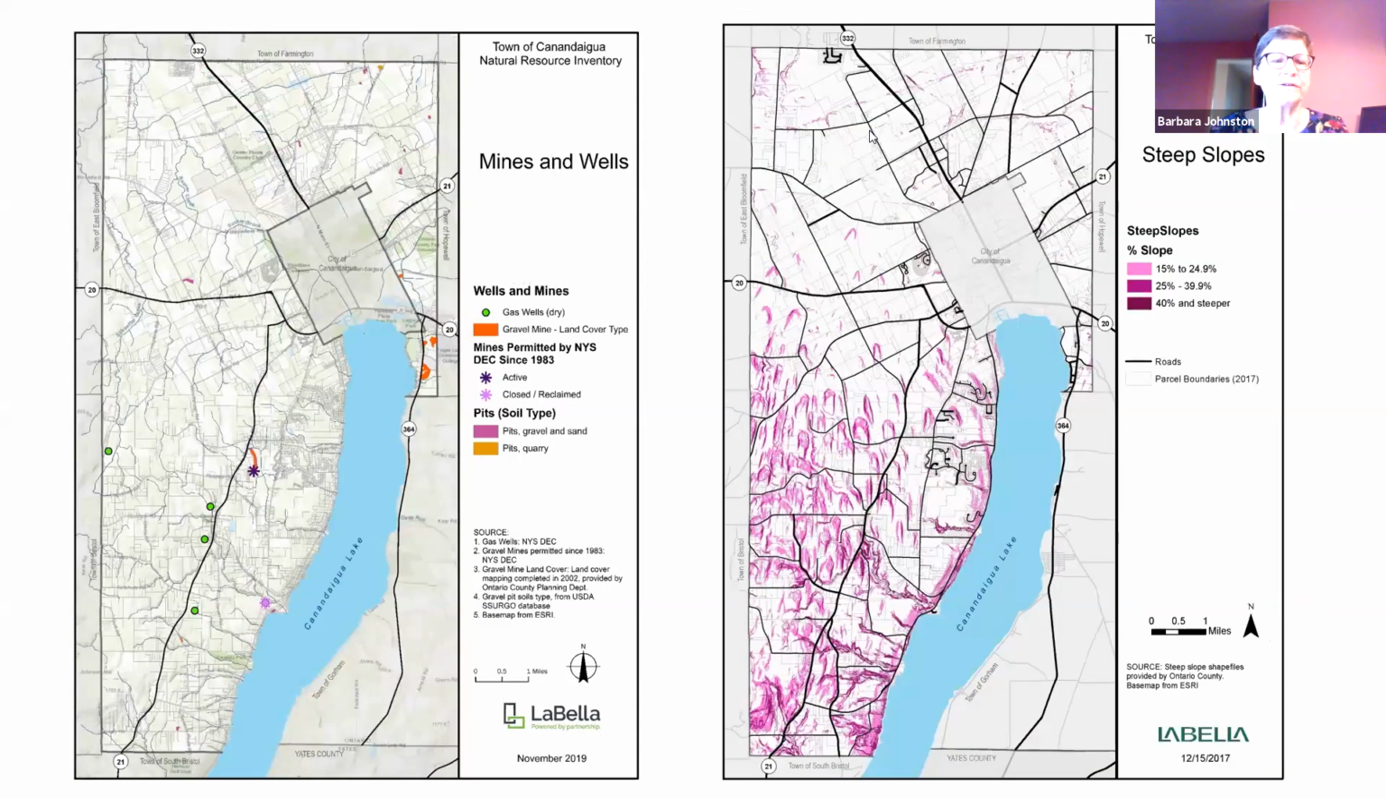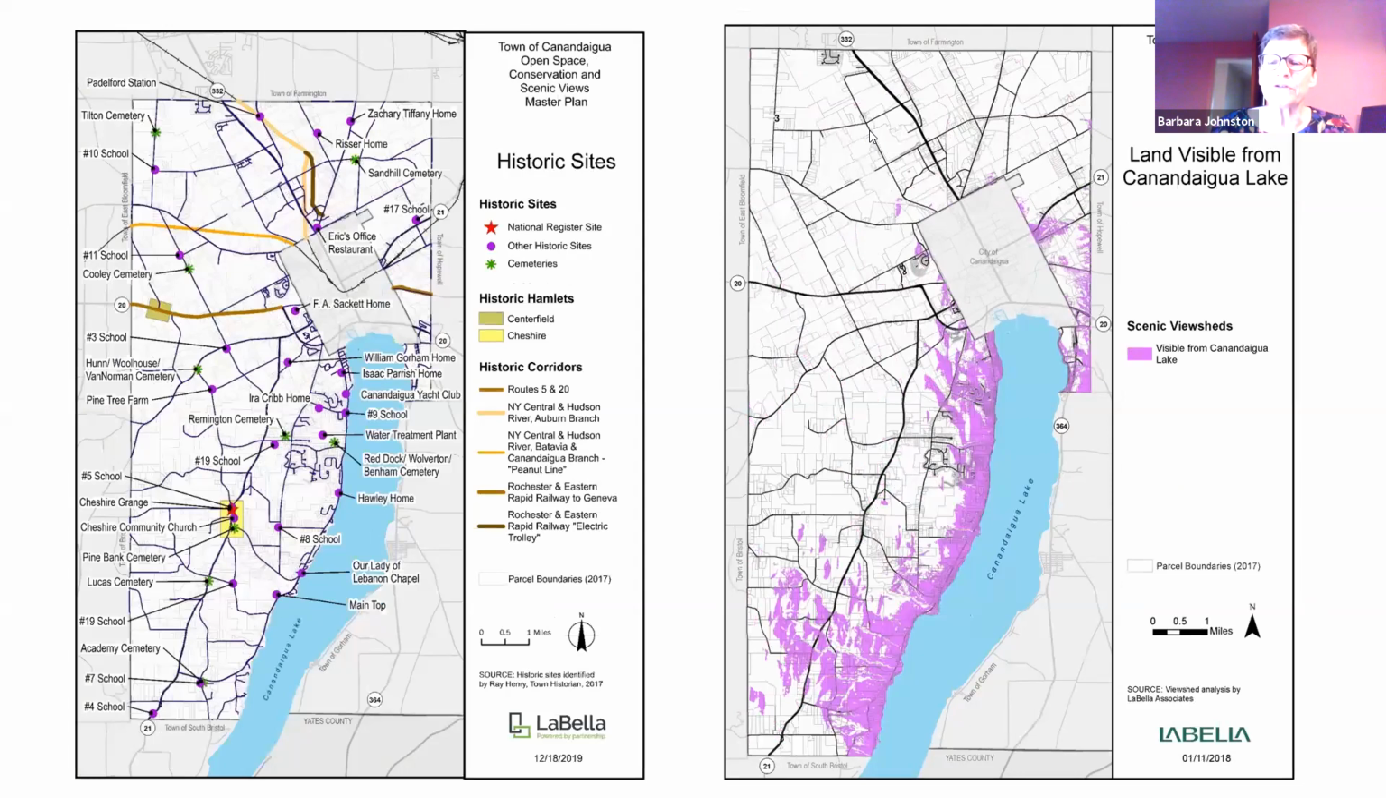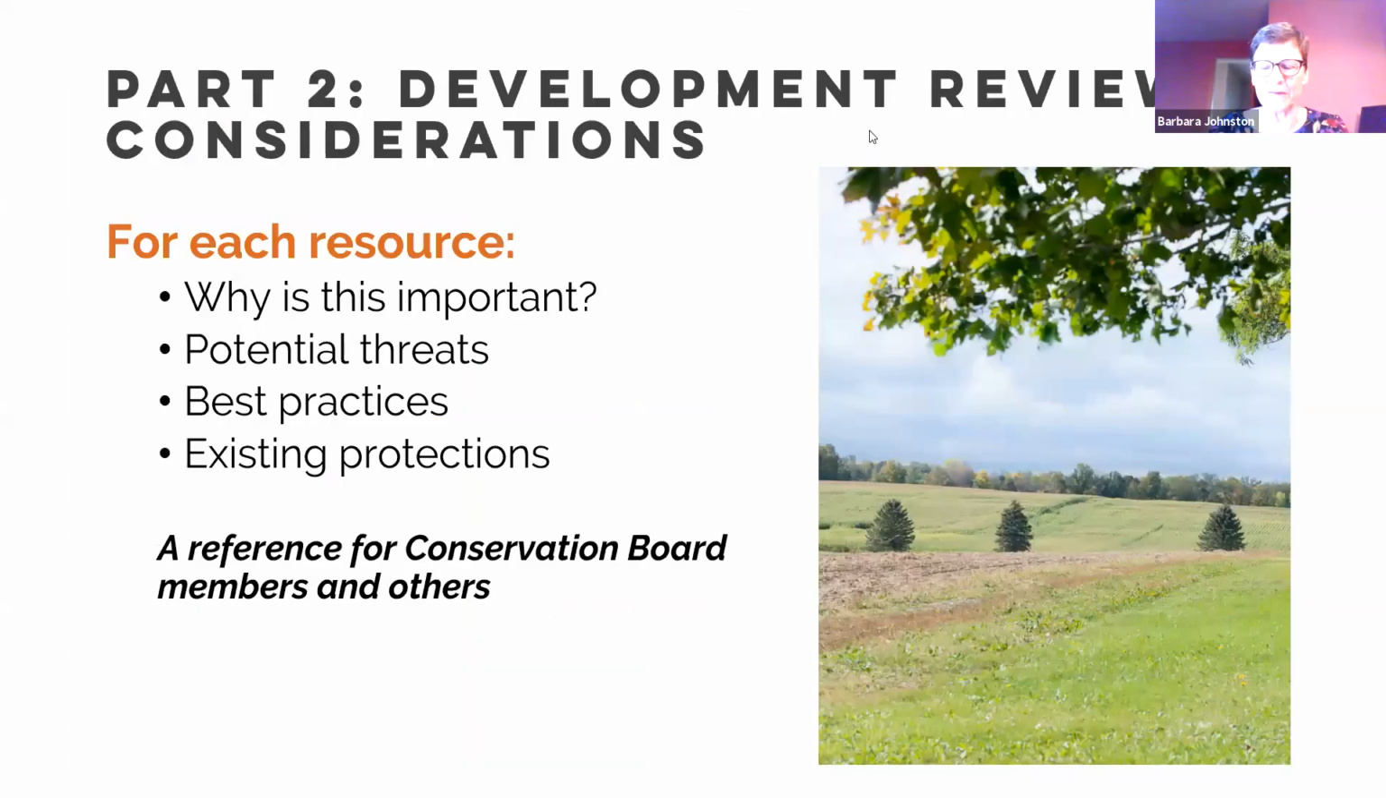natural resource inventory. We created a new map showing existing gravel areas, abandoned pits, and former gas wells, as well as the steep slopes, historic resources, and land visible from Canandaigua Lake. Again, most of those maps were in the open space plan. Some were created new for this project. So the first part is the natural resource overview. And if there's any questions about anything particular, we can go back, but I didn't want to dwell on that since you had access to it prior to this meeting.